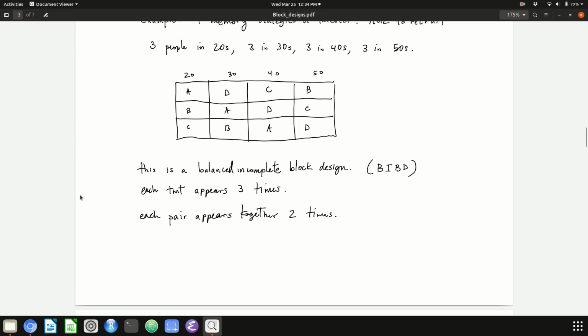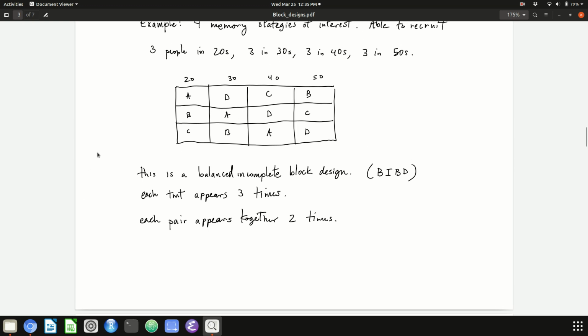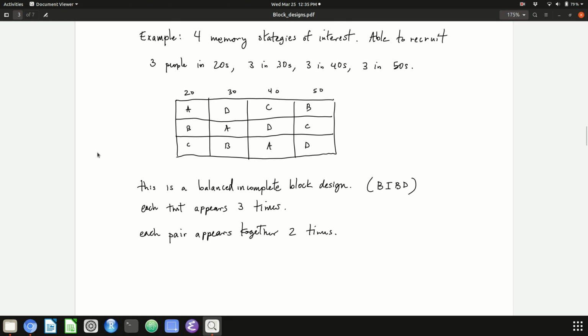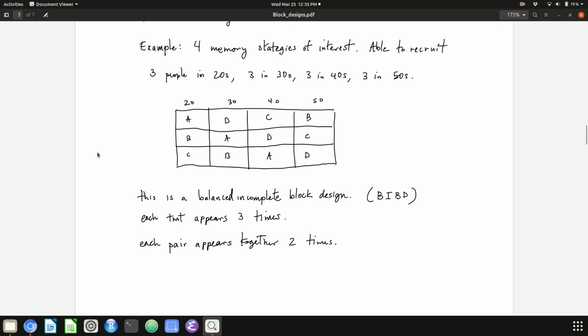So in this design, each treatment appears the same number of times, and each pair of treatments appears together in the same block the same number of times. So this is a balanced design, and we call this design a balanced incomplete block design.